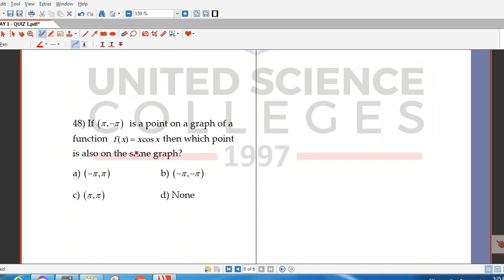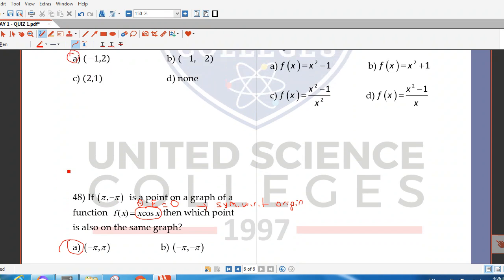48. A point is given and a function is given. X is odd, cosine is even, the product of them is odd. If there is an odd function, we can talk about symmetry with respect to origin. And symmetry with respect to origin needs changing the sign of both components, x and y. Change the sign of pi, negative pi. Change the sign of negative pi, it becomes positive pi. Answer is A.